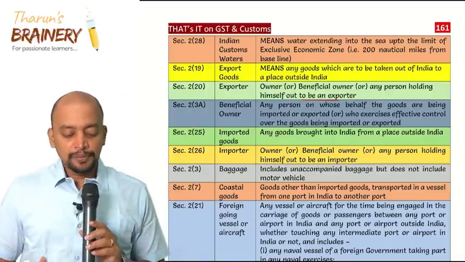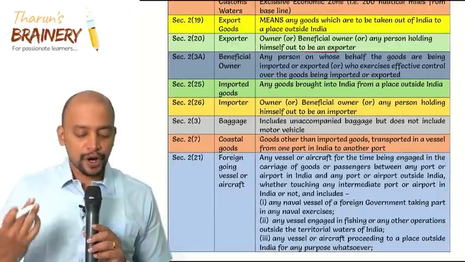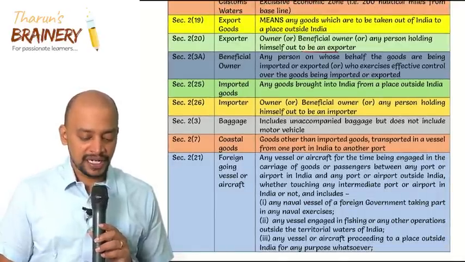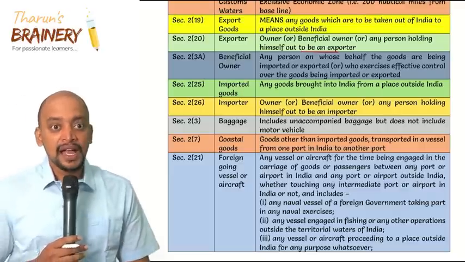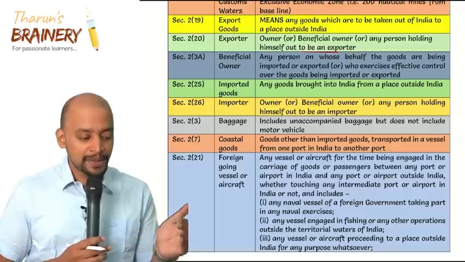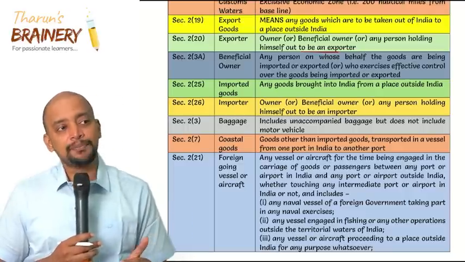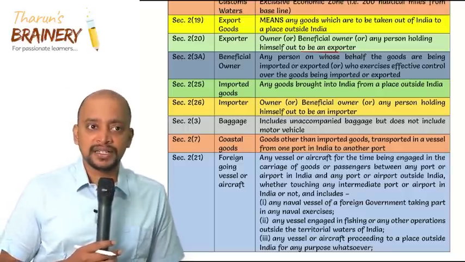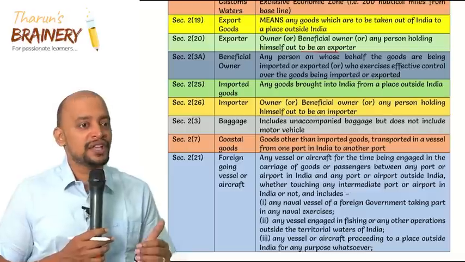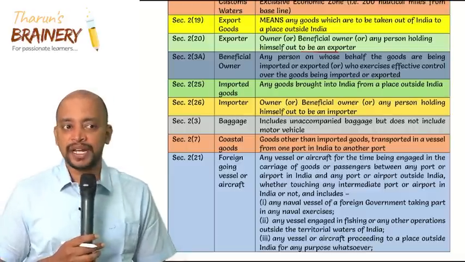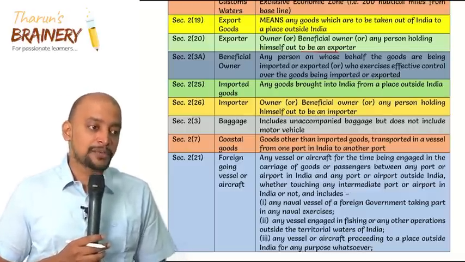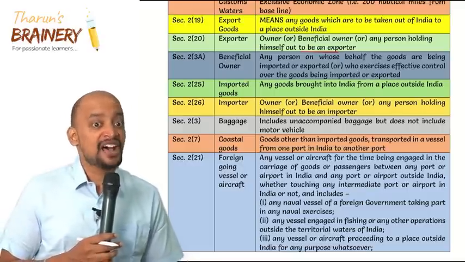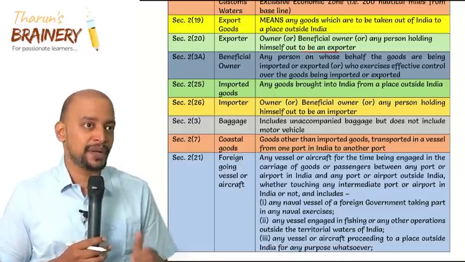Then imported goods, already we know, are goods which are brought into India from a place outside India. Baggage. What is baggage? Passengers' luggage. And the baggage can be accompanied baggage or unaccompanied baggage. Accompanied means the bag that comes along with the passenger is known as accompanied baggage. Unaccompanied baggage means the baggage which comes either before his arrival or after his arrival.